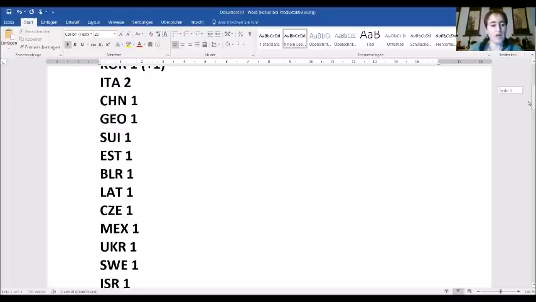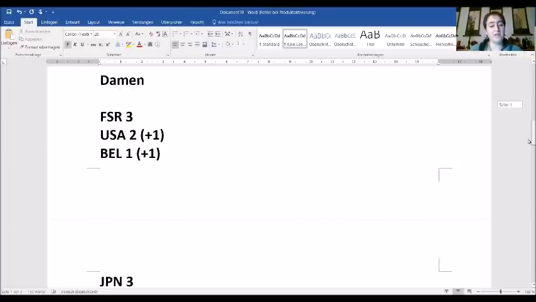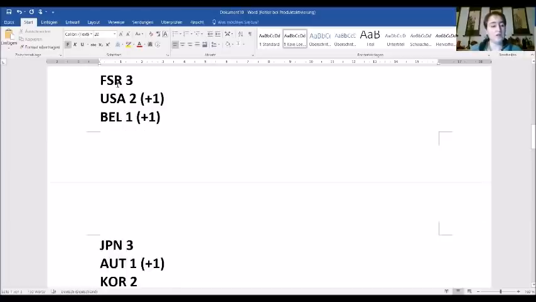And China, Georgia, Switzerland, and so on and so on, down to Israel. So that means that all the 24 men competing in the final secured a spot for their country. We have only reached 23. That means in Oberstdorf, there's 1 additional spot available. So 7 in Oberstdorf.